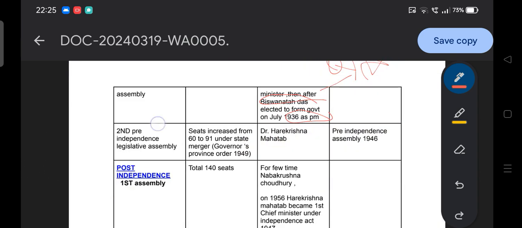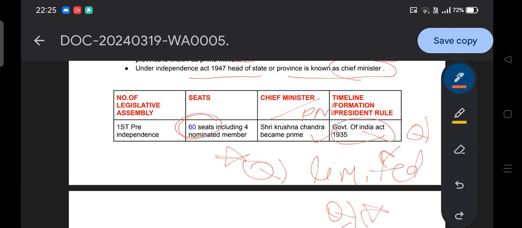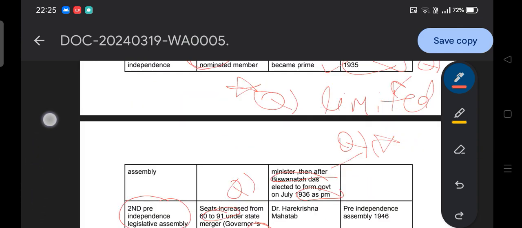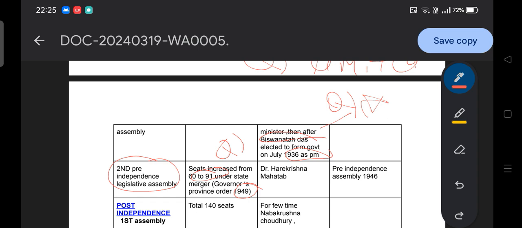Then similarly, in the second pre-independence legislative assembly, the seats increased from 60 to 91, under the State Merger, Governor's Province Order 1949. Here you can get a question. They can simply convert it into a question: in the second pre-independence legislative assembly, or under the Governor's Province Order 1949, how many seats did the legislative assembly have? Then you have to remember 91. You have to remember this, because they have already asked a question from here. So there is a chance that you can easily convert it into a question.